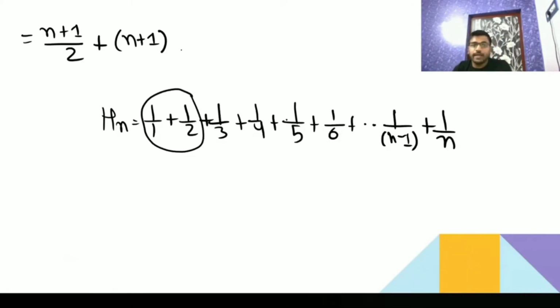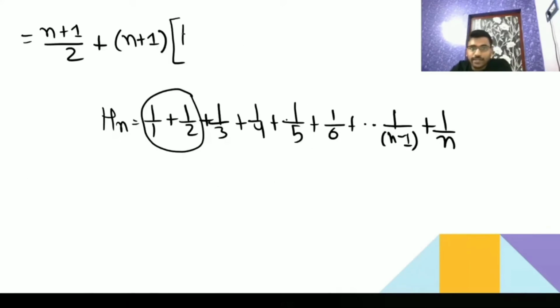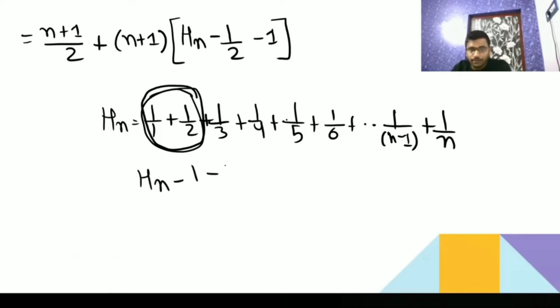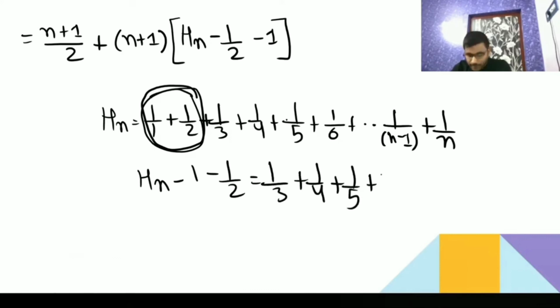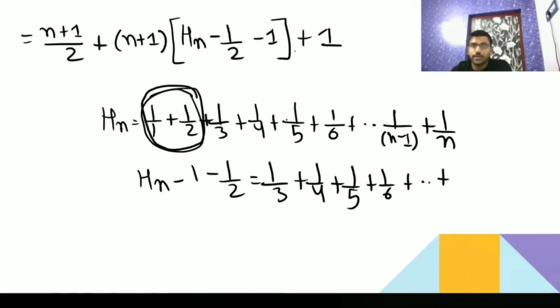In place of that, only 1/2 and 1 is missing, so I can write Hn minus 1/2 minus 1. Okay, so we can write Hn minus 1/2 plus 1. Because only these two things are not there in the bracket, so I have written Hn minus half, that is going to your 1/3 plus 1/4 plus 1/5, that I am having till 1/(n-1). Now after that what I am having, plus 1. Understood?